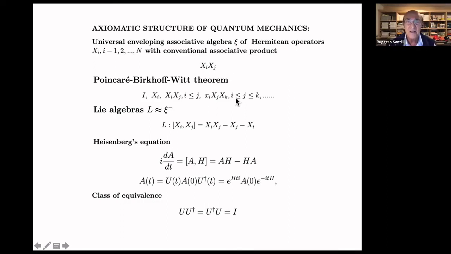But once you have that basis, then you have of course the Poincaré-Birkhoff-Witt theorem, the infinite basis, and then you have the Lie algebra, which is the anti-symmetric component of the envelope. And then, of course, after that came Heisenberg with his equation based on the Lie product. This is the infinitesimal version. This is the finite integrated version.